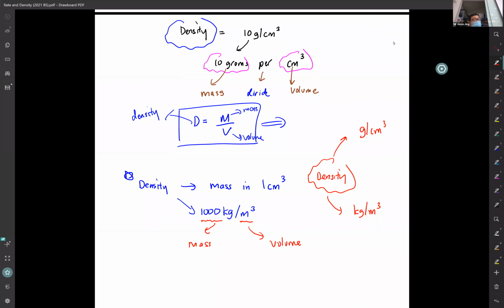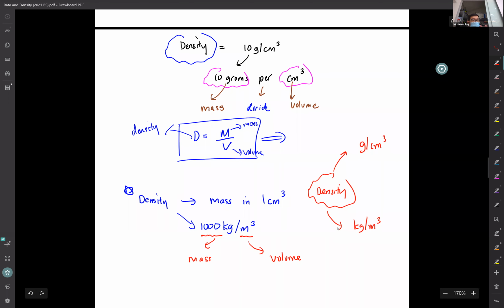Understand? But something that is very small, like 1 cm cube, would you want to use kg to describe something very small, or you want to use grams to describe something small? Understand the reasoning now? That is the reason why it's common to see gram per cm cube and then kg per meter cube. Okay, I pause the recording. I'll give you time to copy whatever you see here first. Then I move on to the next part.